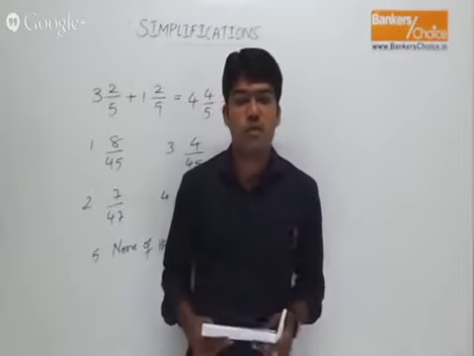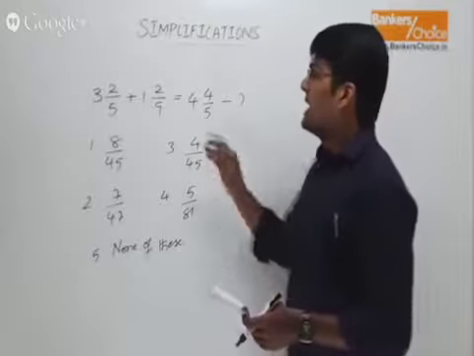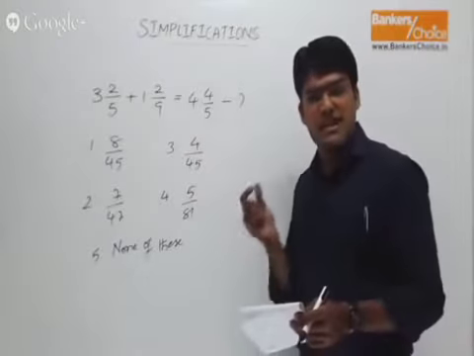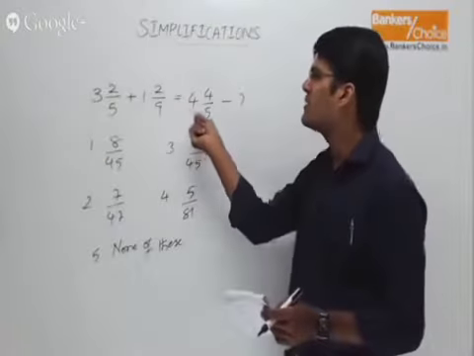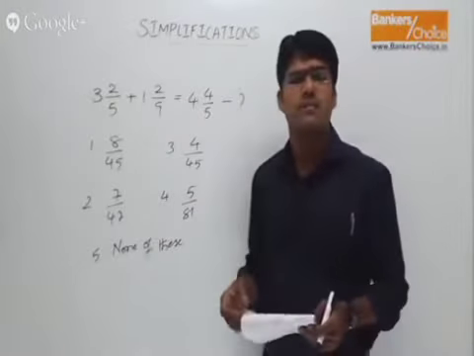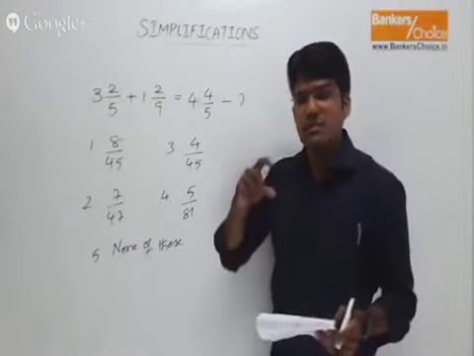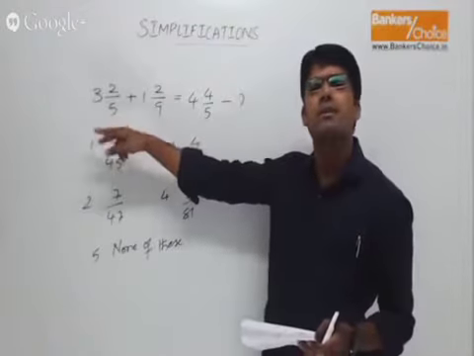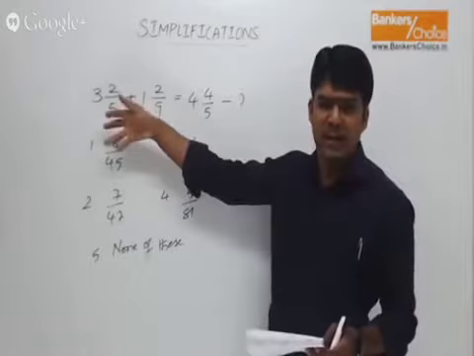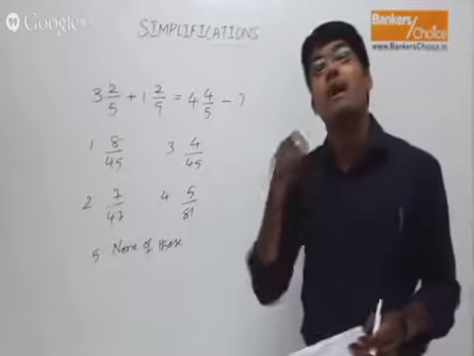All right, so I hope all of you have got the right answer for this one. Let's quickly look at the solution. Now you know that these are mixed fractions, right? An integer with a fractional part. 3 2/5, 1 2/9 equals 4 4/5 minus question mark. Now generally, while solving these questions, what we do is try to simplify the fraction. Instead of looking at the mixed fraction, we try to convert it to an improper fraction, and then simplify it. Let's look at that procedure, and then I'll give you a smart way of getting the answer.